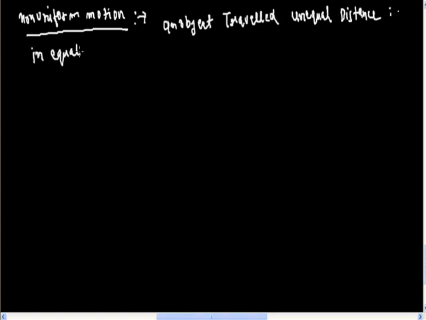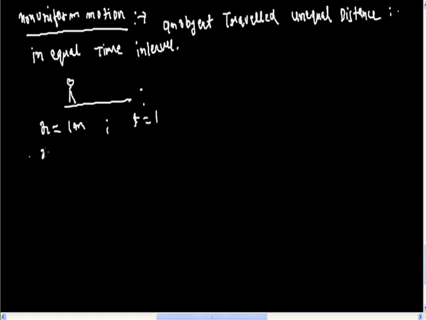Now, unequal distance in equal time intervals. Let's see. Let's say an object is moving on the ground 1 meter in 1 second. Further it moves, let's say, 2 meters in the other 1 second, and again it moves, let's say, 4 meters in 1 second.